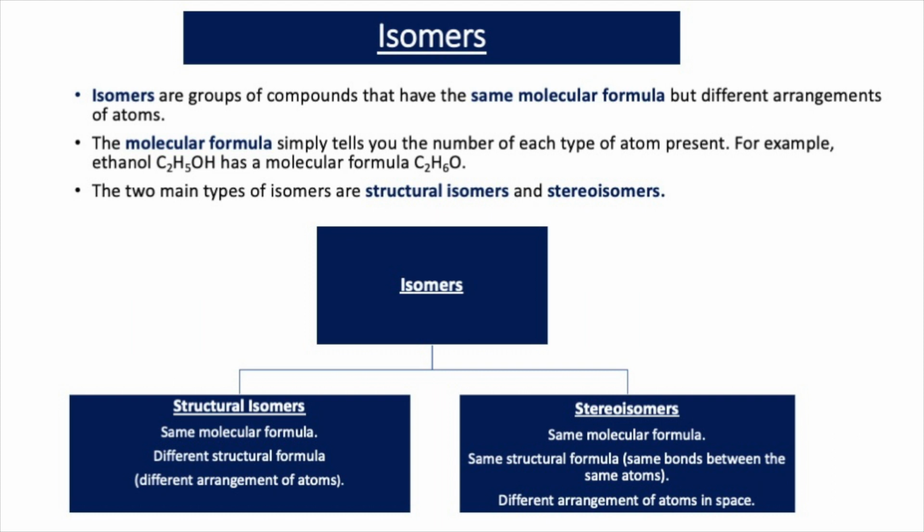Now, the two main types of isomers that we will come across are structural isomers and stereoisomers. Structural isomers, which we're going to discuss in this video, are isomers that have the same molecular formula but a different structural formula. In other words, they have a different arrangement of atoms.